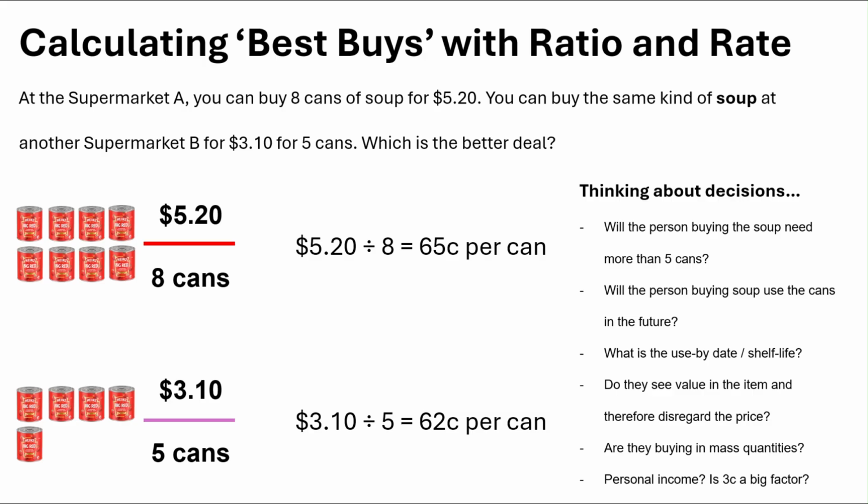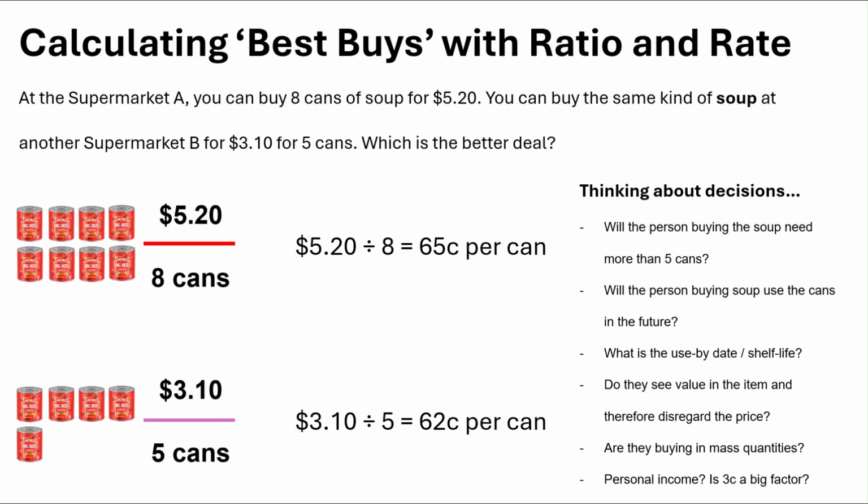So at supermarket A, you can buy 8 cans of soup for $5.20. You can buy the same kind of soup at another supermarket B, for $3.10 for 5 cans. Which is the better deal? When we're looking at rate, we're essentially saying, all right, we want to get down to the unit price. What is the unit price at both stores? At the top one, we can see the unit price is 65 cents per can. At the bottom store, we can see that it's 62 cents per can.